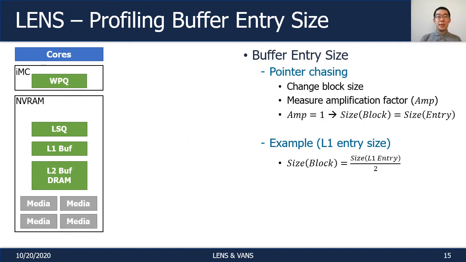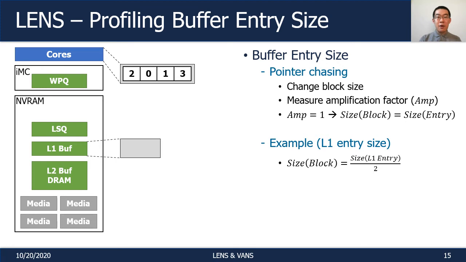Here we use two examples to show how to detect buffer entry size with amplification factor. In the first example, we use a small block size, which is half of the L1 buffer entry size, and the memory region is divided into 4 blocks, accessed in random order. For simplicity, we assume the L1 buffer contains only one entry, and all the entries are already stored in the L2 buffer. Now, the CPU starts to access the first block.